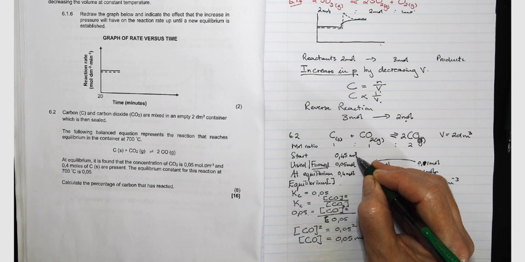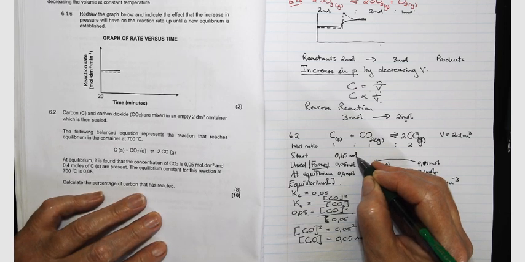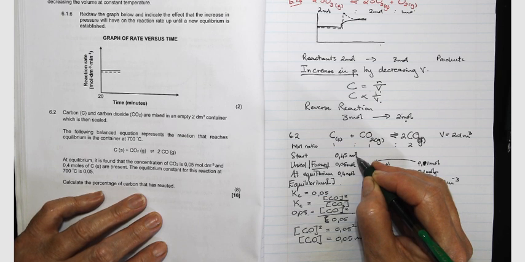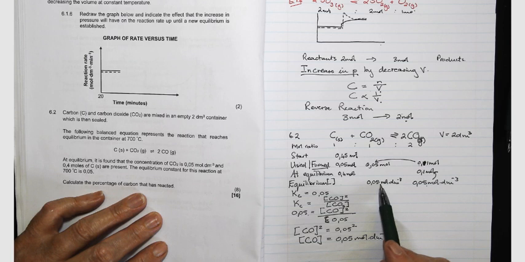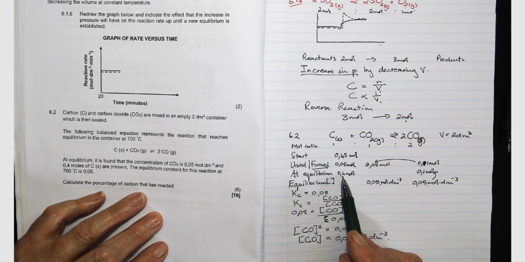I just need to read the question again. Carbon and carbon dioxide are mixed in an empty 2 cubic decimeter container. The following balanced equation represents the reaction that reaches equilibrium. At equilibrium, it is found that there was a concentration of carbon dioxide and 0.4 moles of carbon were present. Calculate the percentage of the carbon that reacted.